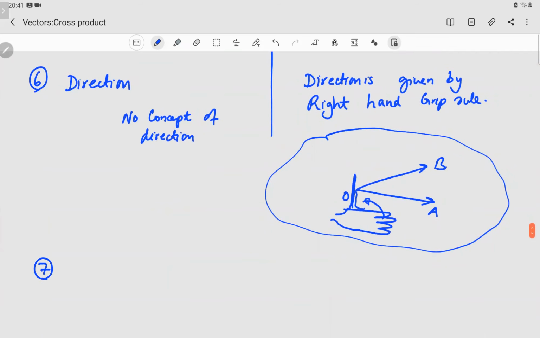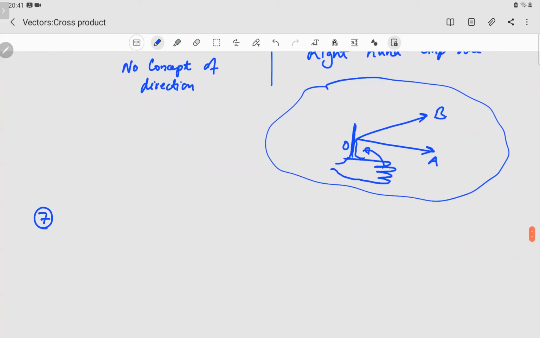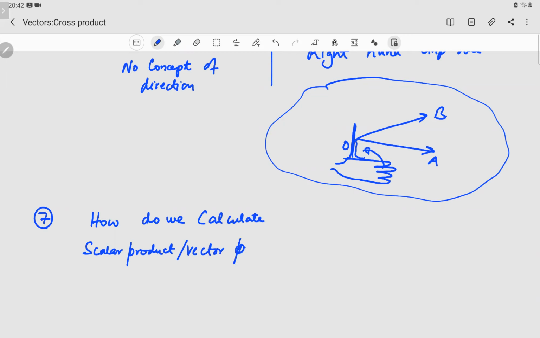Now the seventh point is products involving unit vectors. How do we calculate scalar product and vector product of i, j, k? Okay.